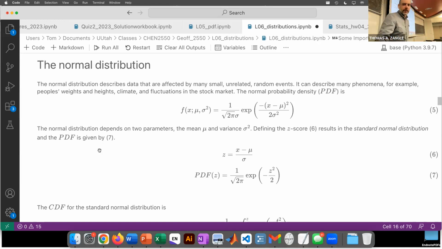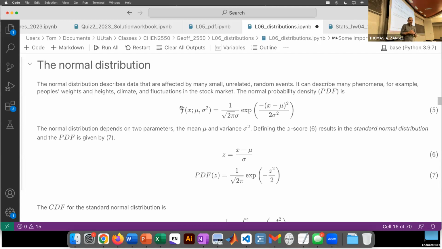Some of the many examples in which we see the normal distribution: people's weights and heights, average temperatures, fluctuations in the stock market, even the distribution of grades within a class on a certain exam, or overall average grades within the class. All of this tends to follow something like the normal distribution, because we can think of each of these different processes, even though they're totally unrelated to one another, as being influenced by many, many small unrelated random events. When that's true, and it's often at least approximately true, the normal distribution is one of the most useful distributions that we'll see in statistics.